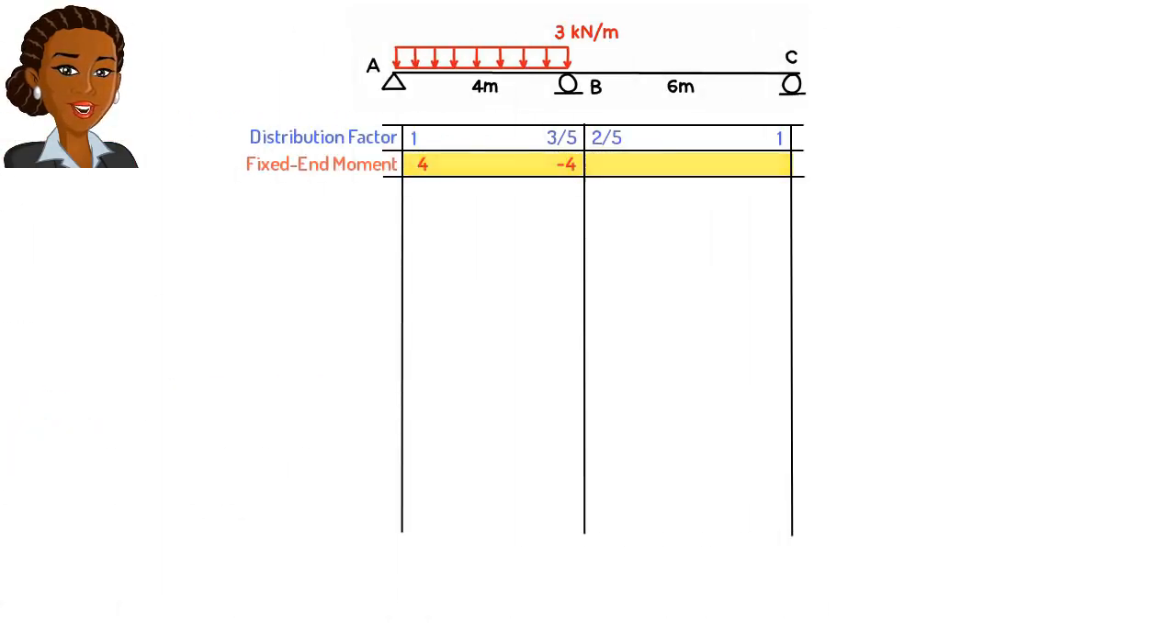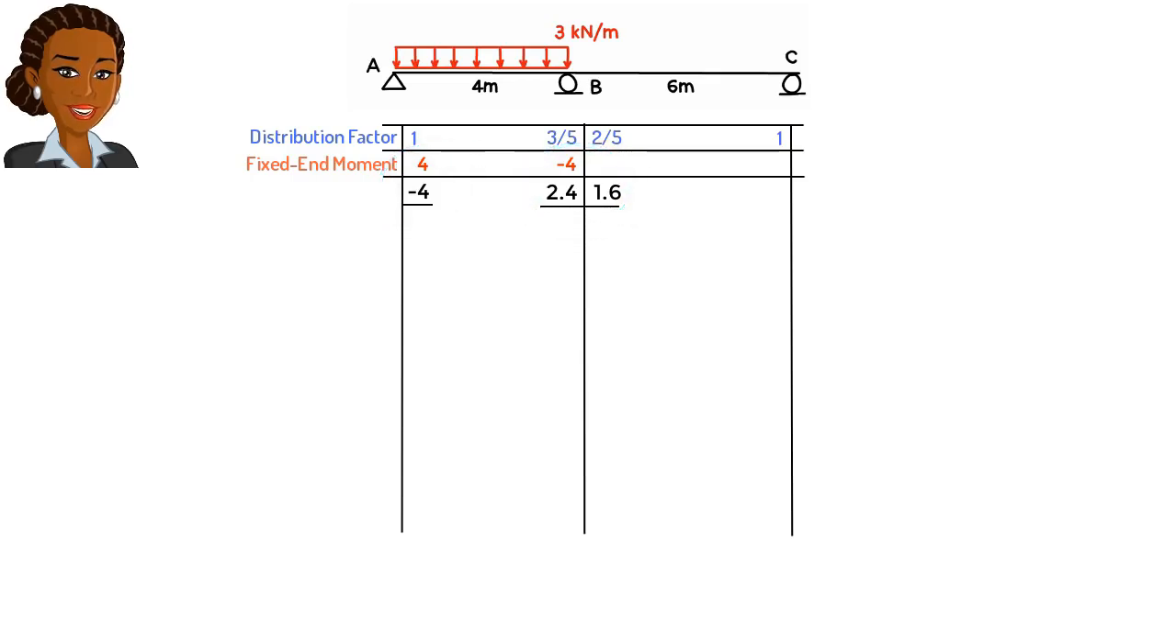These are considered the initial moments at joints A and B to be balanced once the iterative process begins. We begin the process by balancing the existing moments at joints A and B. We add -4 to the left column. The value to be added to the second column equals 4 times 3 over 5, or 2.4. The value in the third column equals 4 times 2 over 5, or 1.6. Note that the sum of the moments at each joint is now 0.